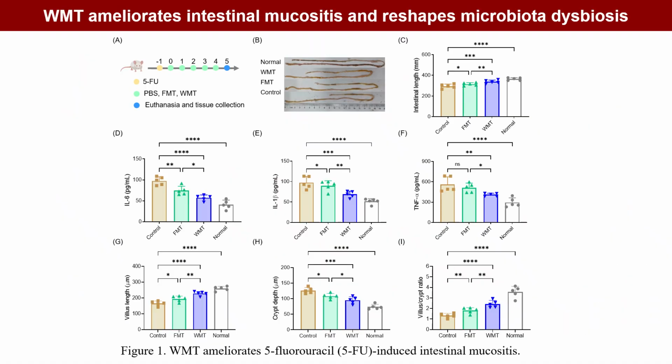WMT ameliorates intestinal mucositis and reshapes microbiota dysbiosis. To assess the therapeutic potential of WMT, we induced intestinal mucositis in mice using 5-fluorouracil, 5-FU. WMT significantly restored intestinal length and lowered serum IL-1 beta and TNF-alpha, suggesting a stronger anti-inflammatory effect than FMT. The WMT group exhibited the least disruption of villus length and crypt depth. Together, these data support the enhanced therapeutic efficacy of WMT against intestinal mucositis compared to FMT.